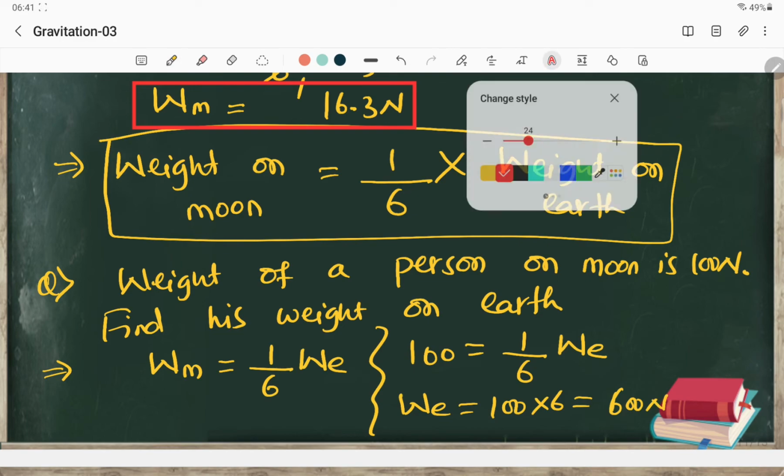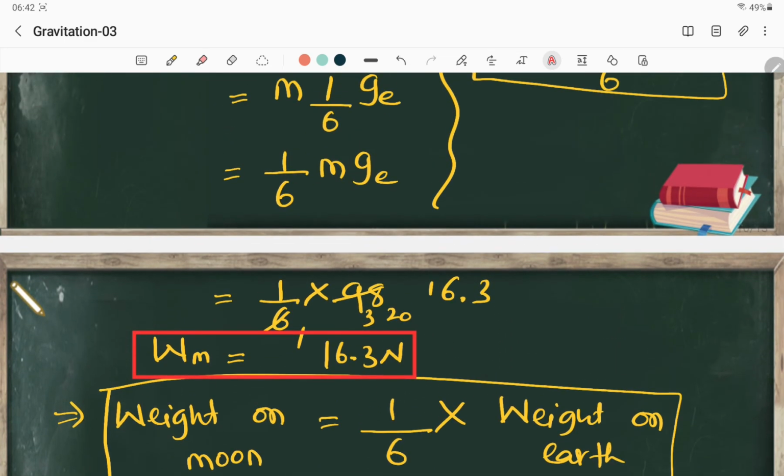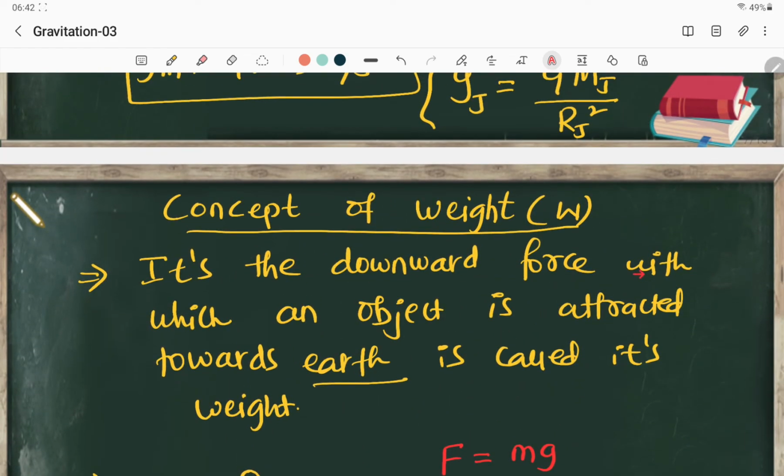So a body which is weighing 100 Newton on the moon will be weighing 600 Newton on earth. Alright, so it is reverse, no? If it is 1/6, it means it is 6 times more. Alright, so I hope the concept of weight is also quite clear. What is this weight? Weight is nothing but a downward force with which an object is attracted towards earth. Alright, so that's why it is Newton.